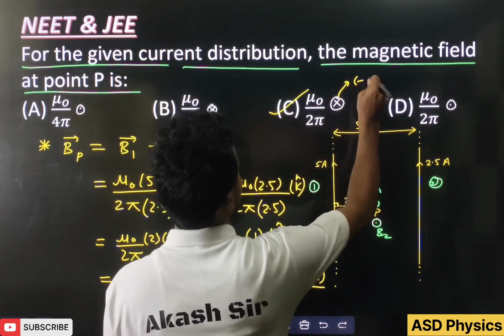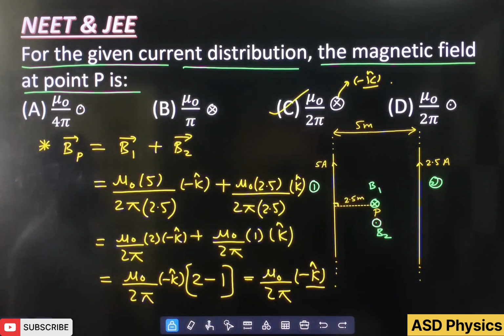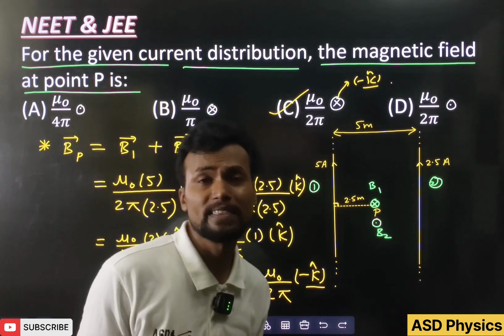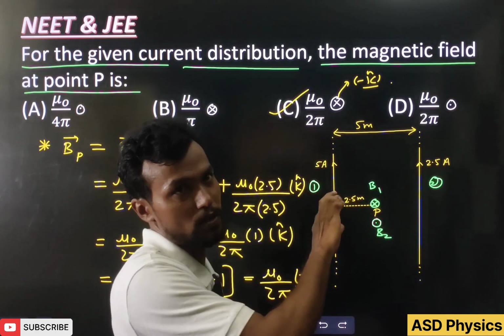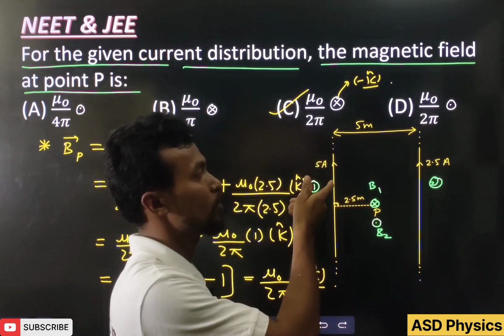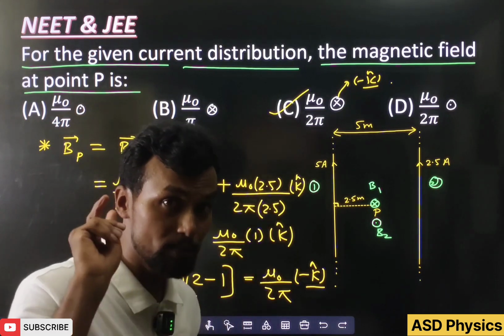And this one is representing minus k cap here. See, in how beautiful a way we have calculated the magnetic field here. In this situation, the magnetic field will be 0. So if in both the wires the current is equal, maybe both wires 5 ampere, both wires 2.5 ampere, then only the magnetic field will be 0.